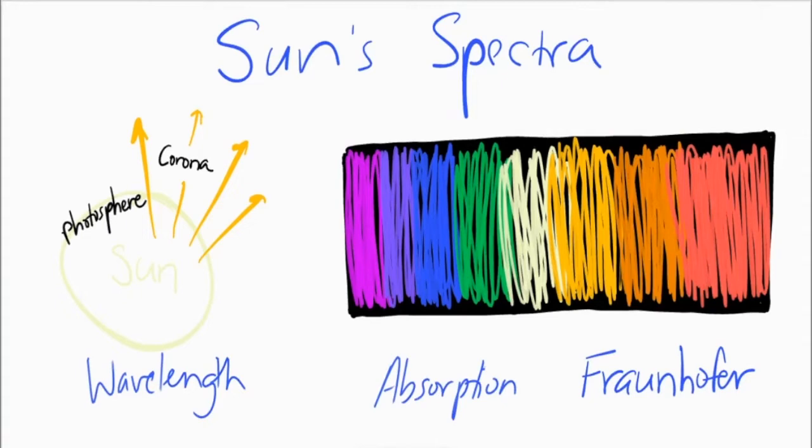Joseph Fraunhofer, in 1815, decided, I'm going to take sunlight, and like Sir Isaac Newton did, put it in a prism to refract the sun's actual light, but then analyze it in greater detail. And so he took the light from the sun, given off at the photosphere.